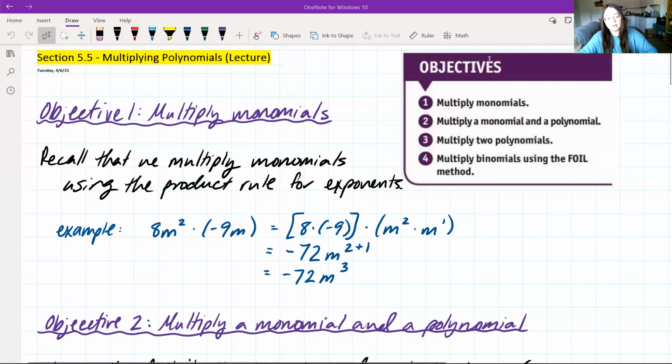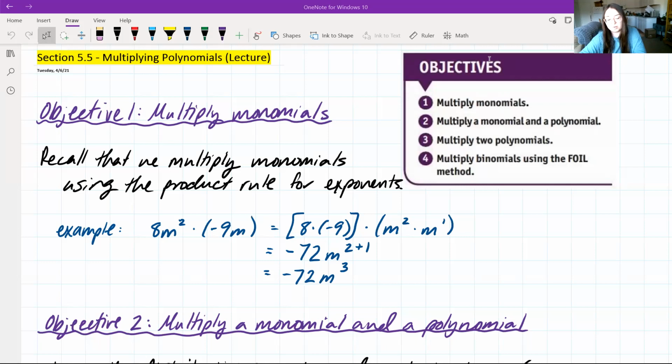Hello everyone. Now we're going to be going over section 5.5, which is about multiplying polynomials. So we have four objectives. We want to multiply monomials, multiply a monomial and a polynomial, multiply two polynomials, and then we're going to multiply binomials using the FOIL method.